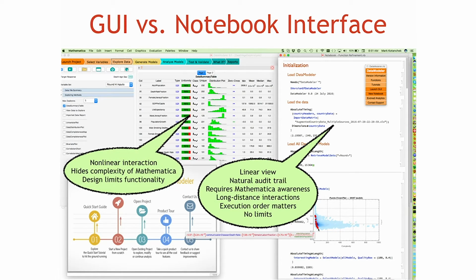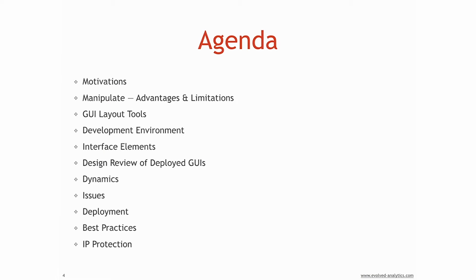Whereas in a GUI, and what we have here is an analysis notebook using Data Modeler versus the Data Modeler GUI, you've got this nonlinear interaction, able to flow and jump around, say, okay, these variables in this case look interesting, let's pop back, look at their properties, and flip around. We also hide the complexity in the design, but the design limits the functionality. That can be good. It gets you ease of use, but it's got some downsides.